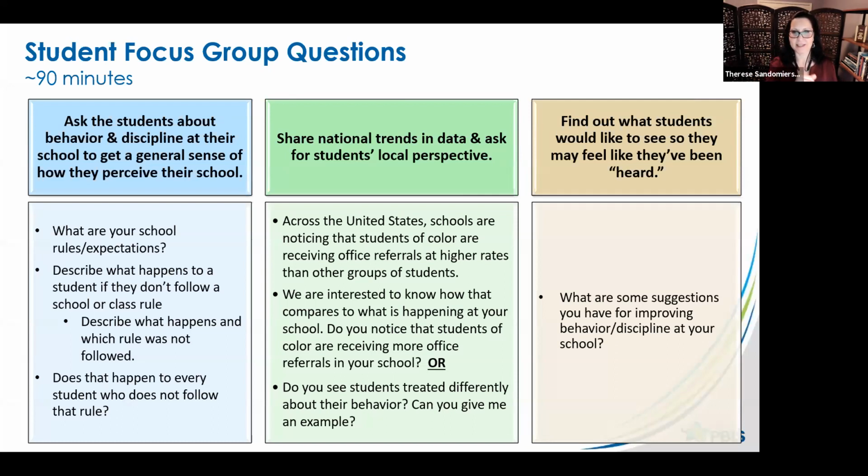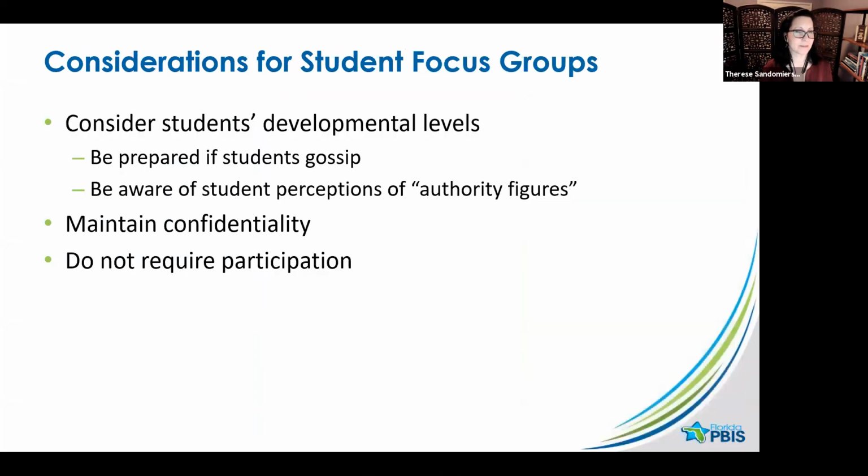So across the United States, schools are noticing students of color receiving office referrals at higher rates than other students. We want to know how this compares to what's happening at your school. What do you notice? And then again, before you close, getting ideas from your students about what would you like to see as next steps, or what could the school do so that you knew we were taking this feedback seriously. Some other considerations for student focus groups is think about those students' developmental levels, especially at the secondary level.